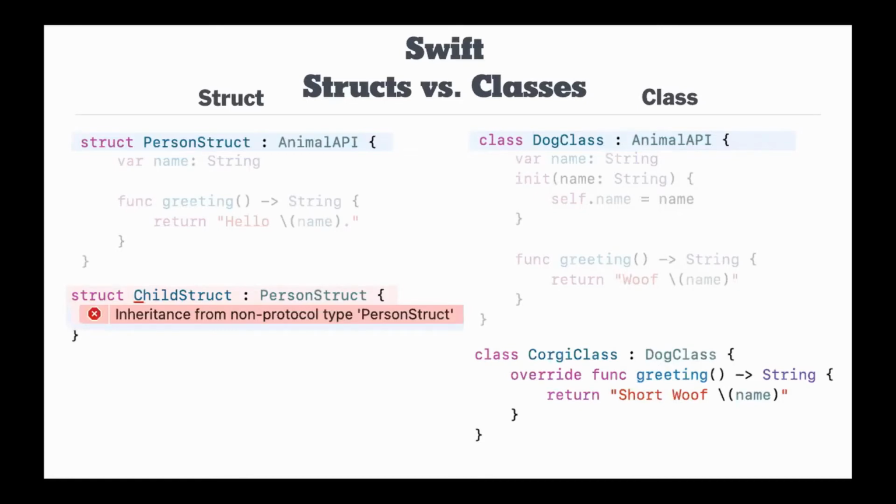Another difference between structs and classes in Swift is that classes can inherit from other classes or be inherited from, whereas structs cannot inherit or be inherited from. Now, both structs and classes can implement protocols, but only classes can do inheritance.